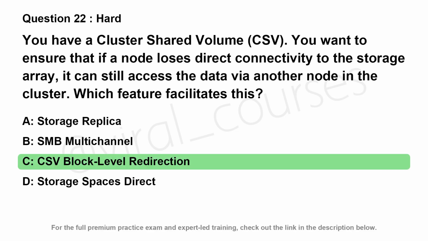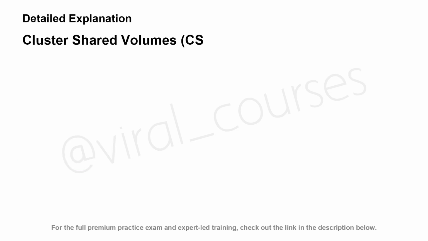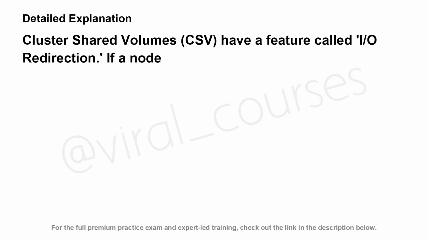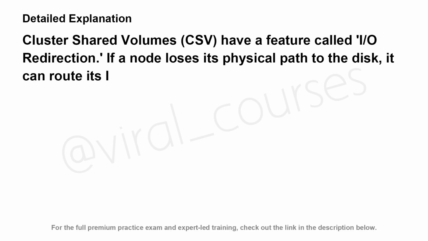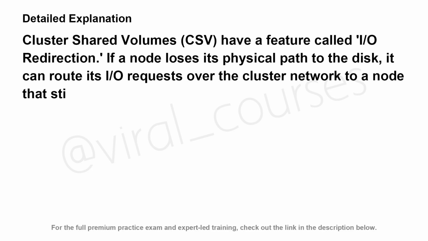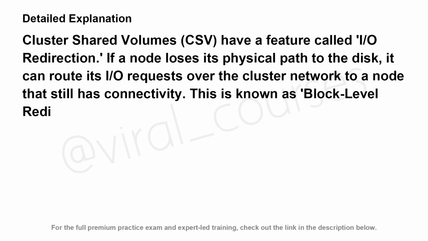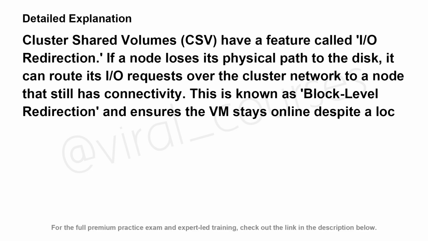The correct answer is C. Cluster shared volumes, CSV, have a feature called I/O redirection. If a node loses its physical path to the disk, it can route its I/O requests over the cluster network to a node that still has connectivity. This is known as block-level redirection and ensures the VM stays online despite a local storage path failure.